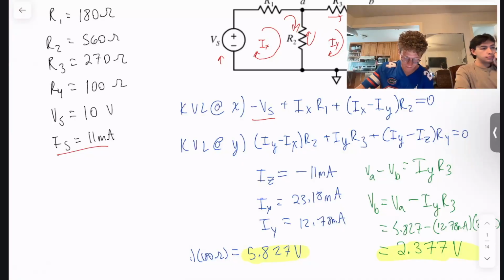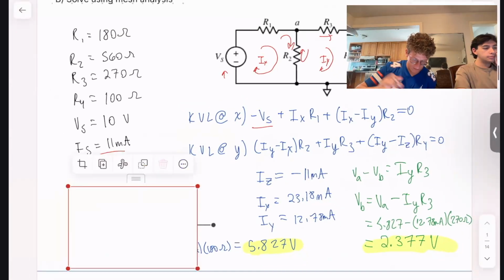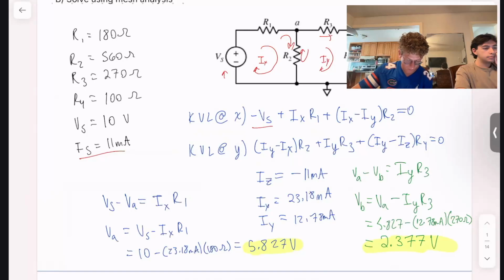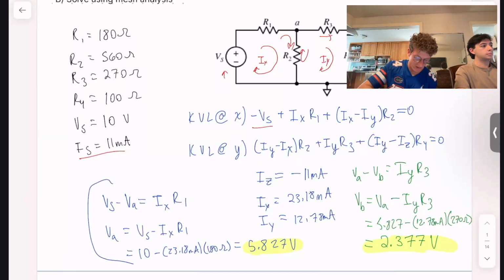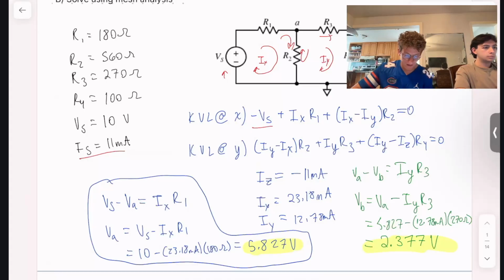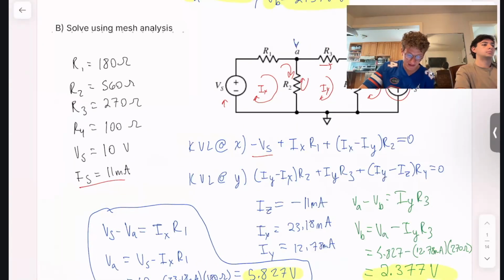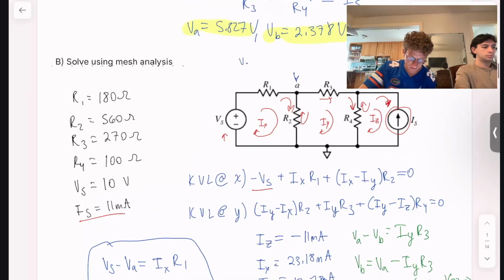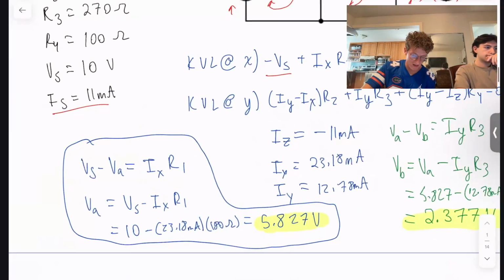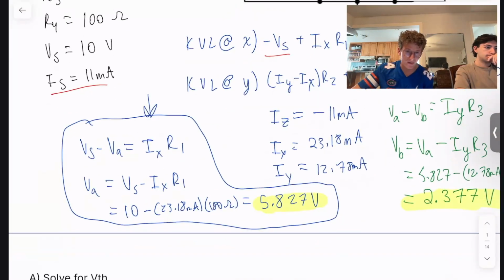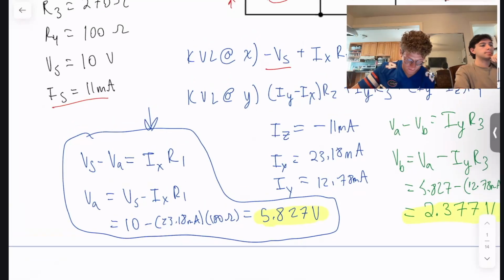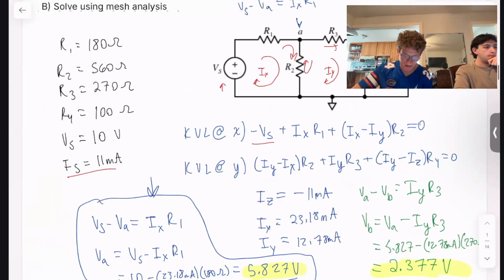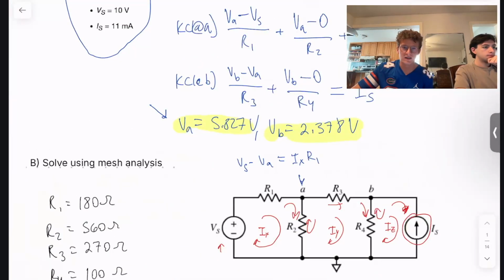Now we move over here to find the voltages. The voltage at this node is going to equal Vs minus Va. That voltage drop across that resistor is I sub X times R1. So rearranging down here and solving for V sub A, we get 5.827 volts, which is consistent with what we got in part A of this question.